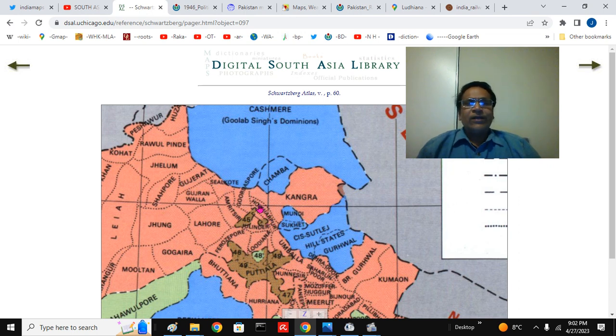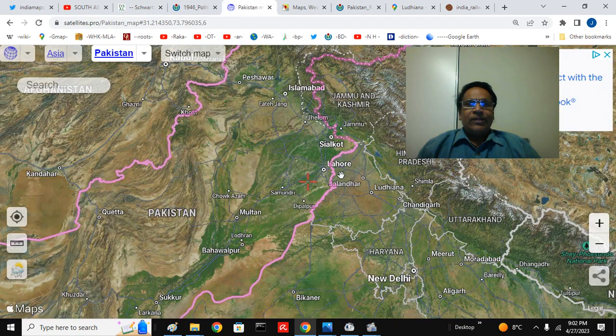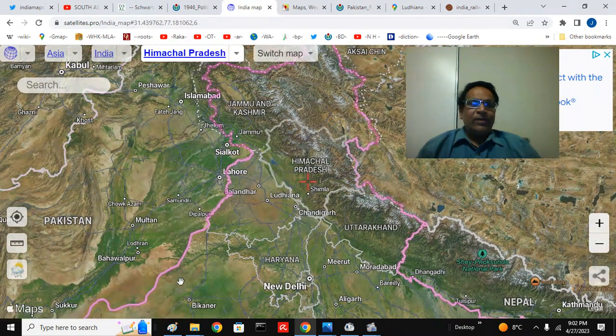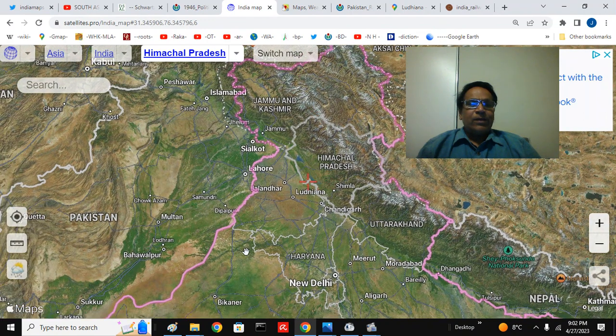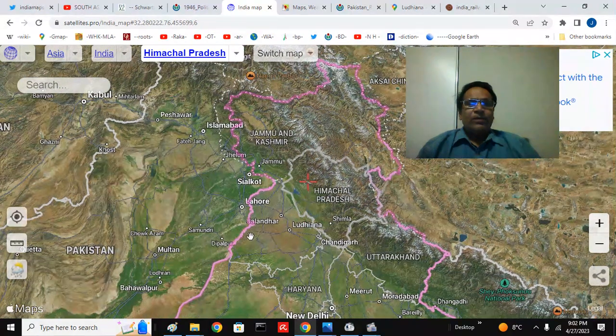Then you cross it into Kangra district: Kangra, Lahul and Spiti, Kulu and all those areas. This is the region we are talking about. This is the Rajputana. This is the Firozpur, because this is Ludhiana, Firozpur, and Jalandhar. Then we got Hoshiyarpur.